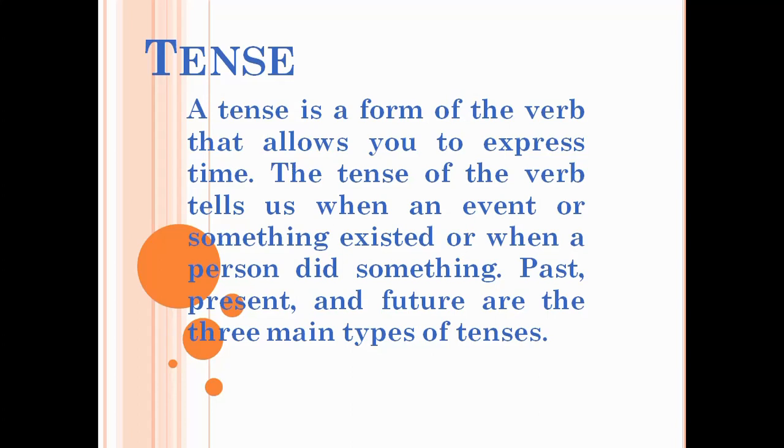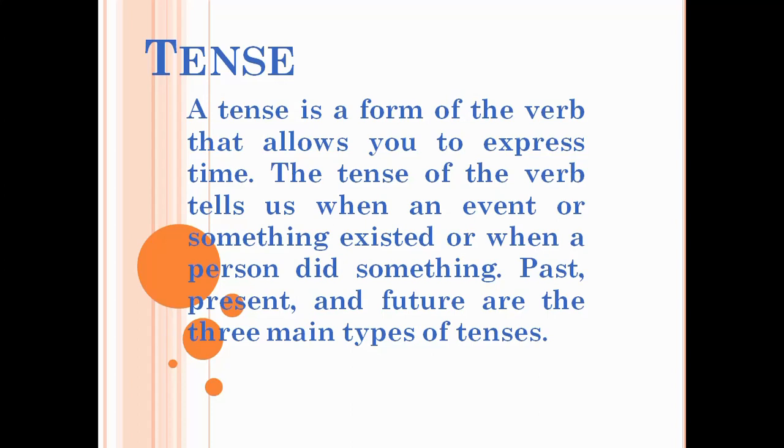Hello students, today we are going to discuss another important topic of English grammar, which is tense. A tense is a form of the verb that helps you to express time. The tense of the verb tells us when an event or something existed or when a person did something.